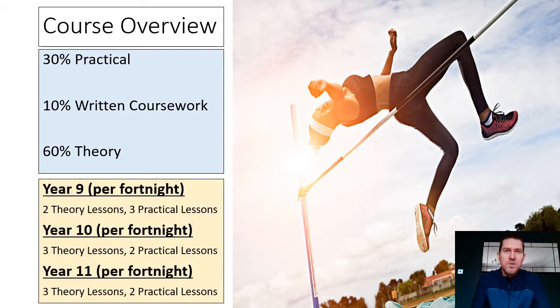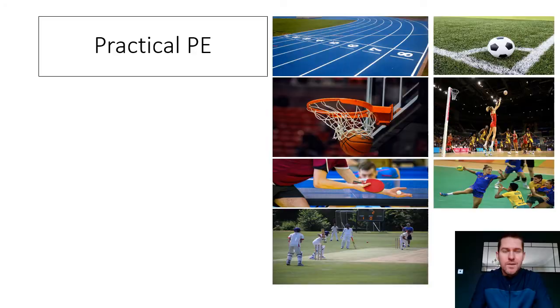So what does that mean for you at GCSE PE? Well, in year 9, if you take GCSE PE, you'll have 2 theory lessons and 3 practical lessons over the course of your fortnight of your timetable. At year 10 and 11, it's slightly different, where you have 3 theory lessons and you'll have 2 practical lessons. So let's look at the practical element of the subject.